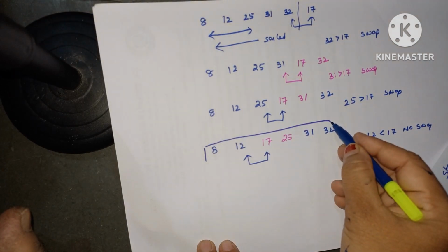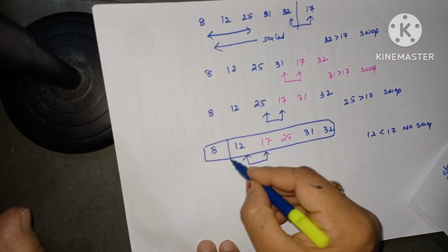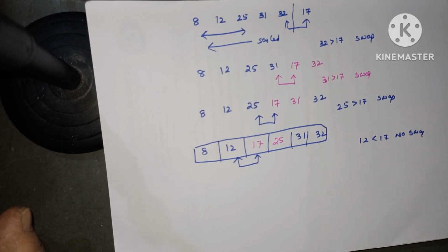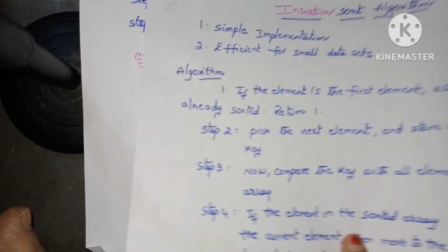So this is called insertion sort. Insertion sort means comparing with your previous values and checking whether all the elements are in the proper order or not. So these are the algorithms: insertion sort, selection sort, bubble sort. Read all these algorithms well. So this is the algorithm.